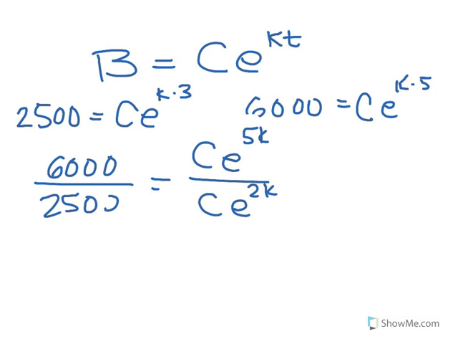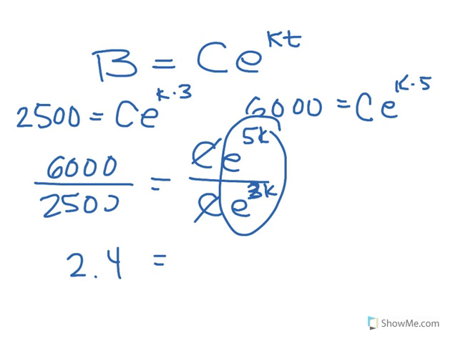Take a look at the C's. Notice that in this particular case, since they're part of a product, they're going to cancel out. Also notice that I have the same base top and bottom remaining on this side right here. That means I can take the two exponents and I can simply subtract them. Since they're both in terms of K, pardon me, that should be a 3K, what that's going to do is it's going to allow me to take the quotient on the left side, which is a simple 2.4, and on the other side I'm going to have e to the 2K.